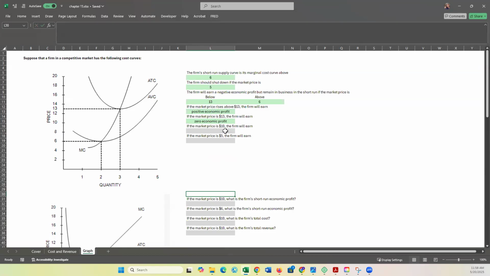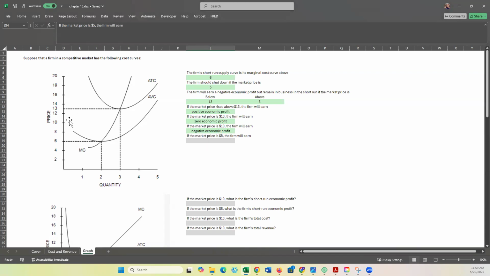If the market price is $10, then the firm will earn a negative economic profit. That's what I put. Hold on a sec. All right, that is correct. Negative economic profit. I just didn't have it light up green.